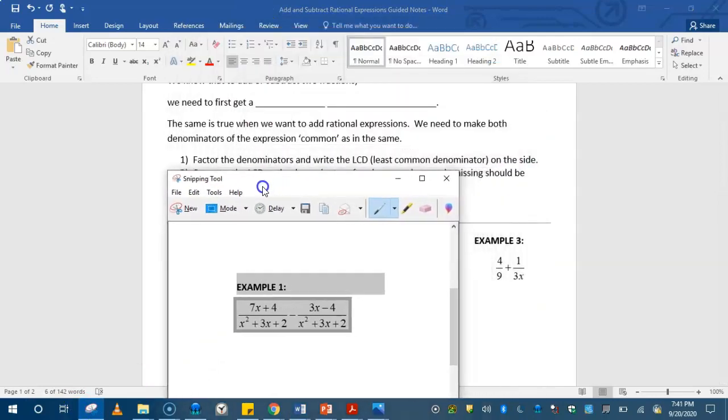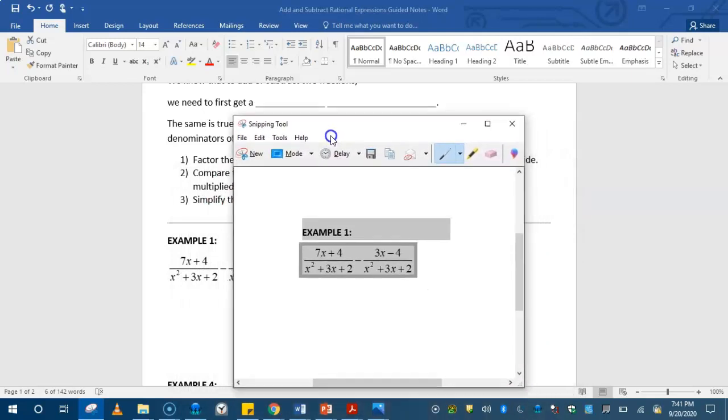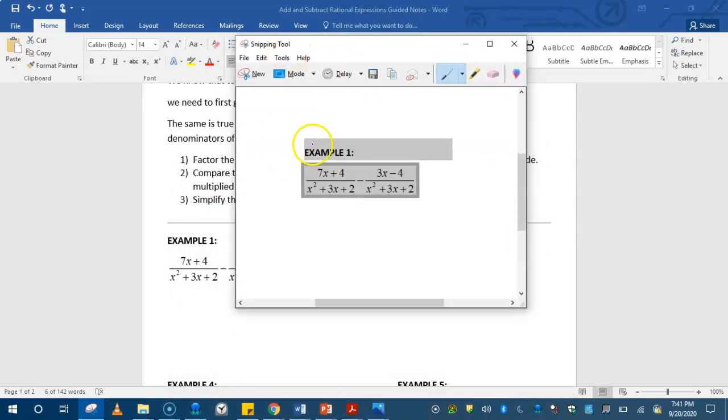So the first step is to factor the denominators, and we're going to write the least common denominator on the side. So the first thing I want to do is look at both of these denominators, and I see that they can be factored.